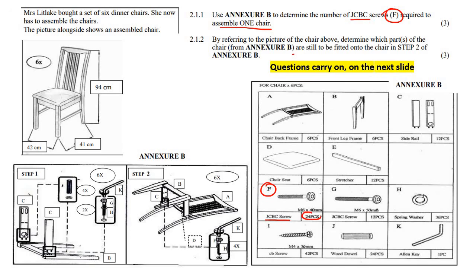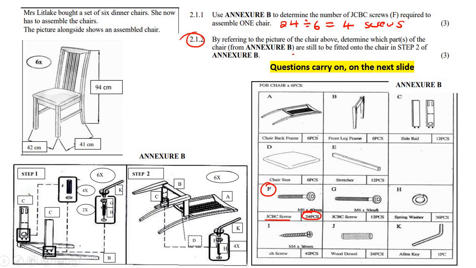It says that this package comes with 24, but that is for 6 chairs. So they want to know how many screws you need for one chair. Well, you could say 24 divided by 6, which is 4. So you could say 4 screws over there.